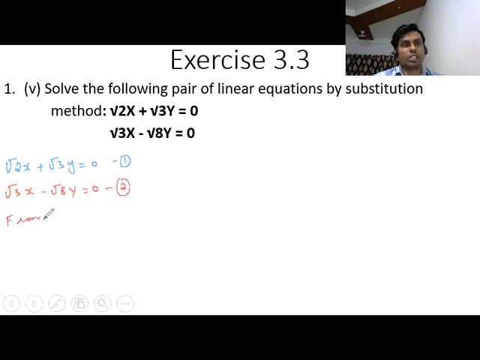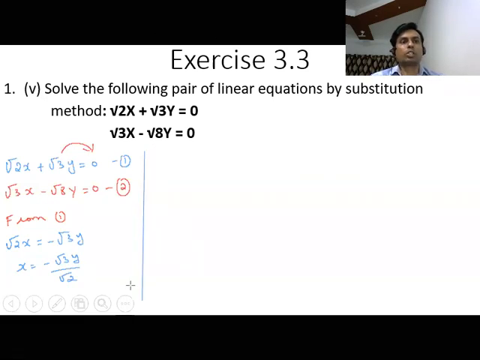So from the first equation, if I take root 3y on the other side, what will I get? Root 2x is equal to minus root 3y. Bring root 2 down, x is equal to minus root 3y divided by root 2. So I got x. Now I will substitute in 2.